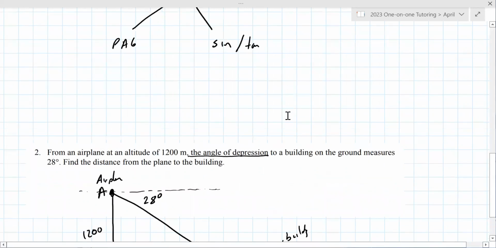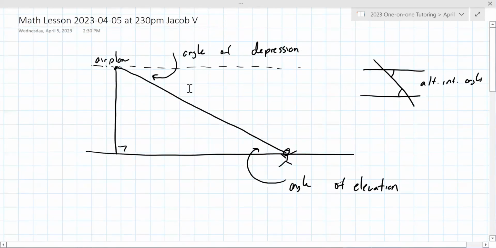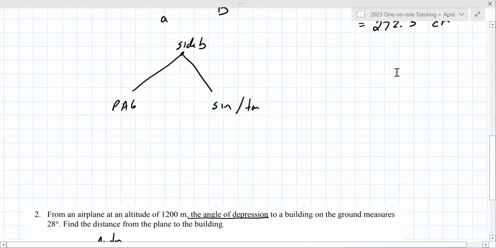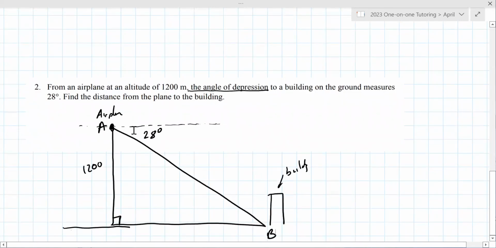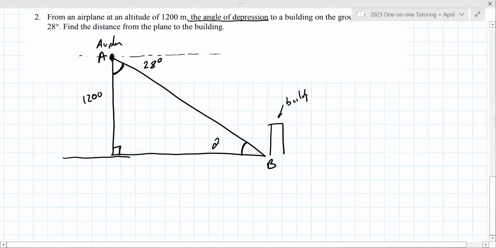Let's go back and look. Okay, so here's the angle of depression. So the angle of elevation would be A, so alternate interior angles are, well, let's be careful here. A, what is A referring to? It's referring to the angle in the triangle right here, and B is referring to this right here. Is that what you mean? Oh, yeah. Sorry, B. B then. Since they're alternate interior angles, this is 28 degrees.